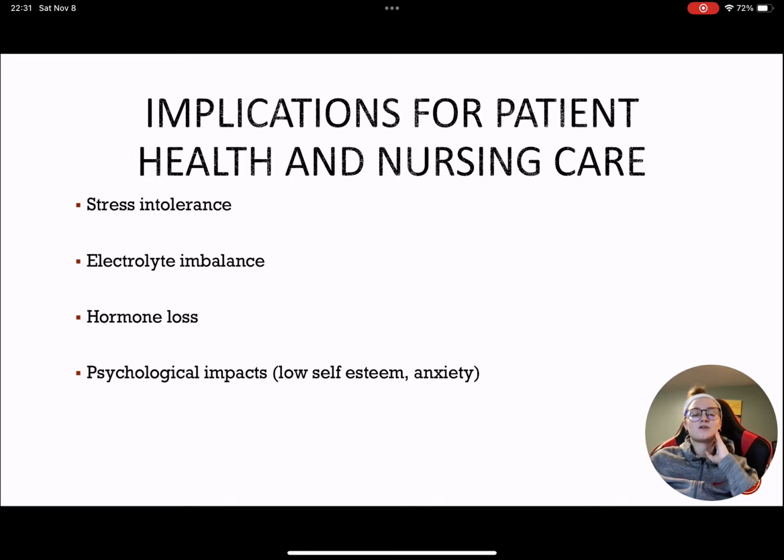And that's going to come with our nursing assessment as well. I'll talk about that later. Back to our implications for patient health and nursing care.